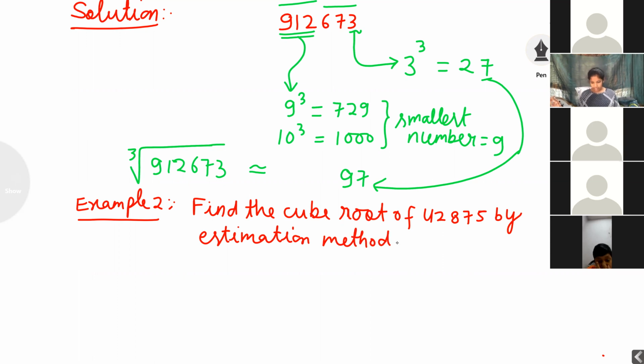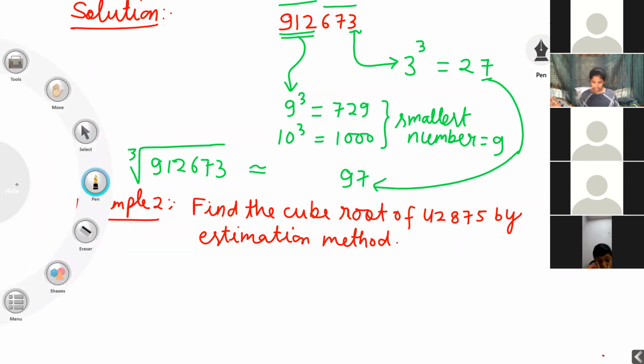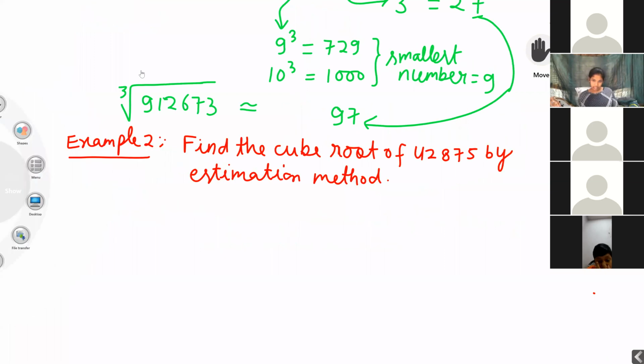Again, those students who are unable to understand, again I'm explaining, concentrate here. How to find the cube root of this digit. Concentrate again here, second example.